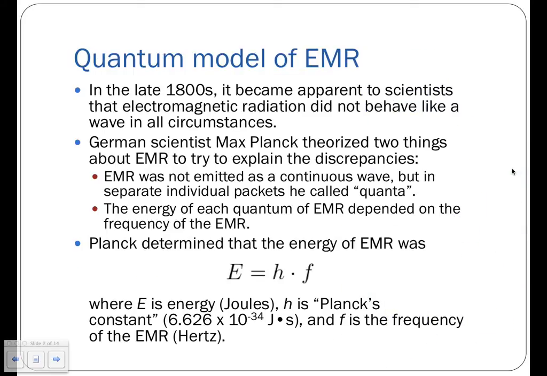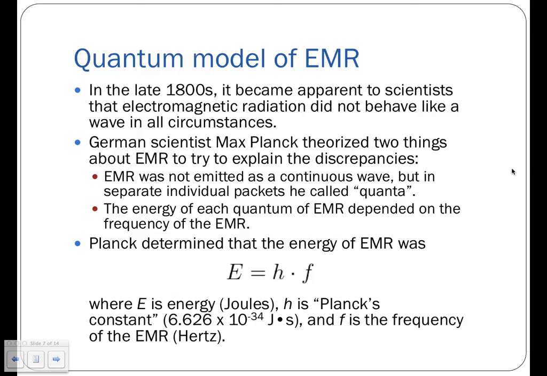So moving on here. In the late 1800s, there were a number of experiments done that caused some problems with the thought that electromagnetic radiation is a wave. Basically, there were a few experiments where electromagnetic radiation didn't always act like a wave. It certainly did in some circumstances, but in these particular experiments, it really didn't act very wave-like.